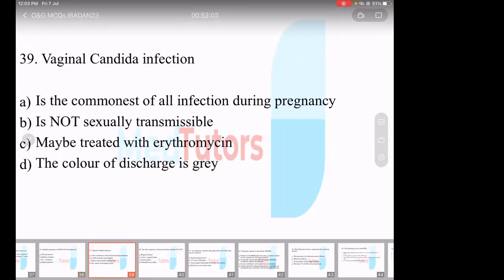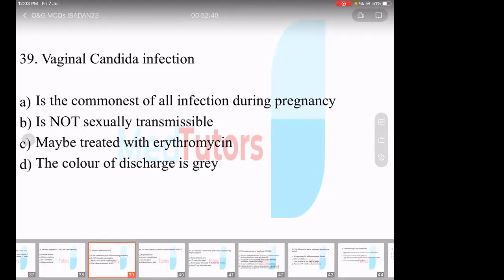Then 39, vaginal candida infection. A is the commonest of all infection during pregnancy. B is not sexually transmissible. C may be treated with erythromycin. D, the color of the discharge is gray. So, of course, you have to figure out the odd option here.